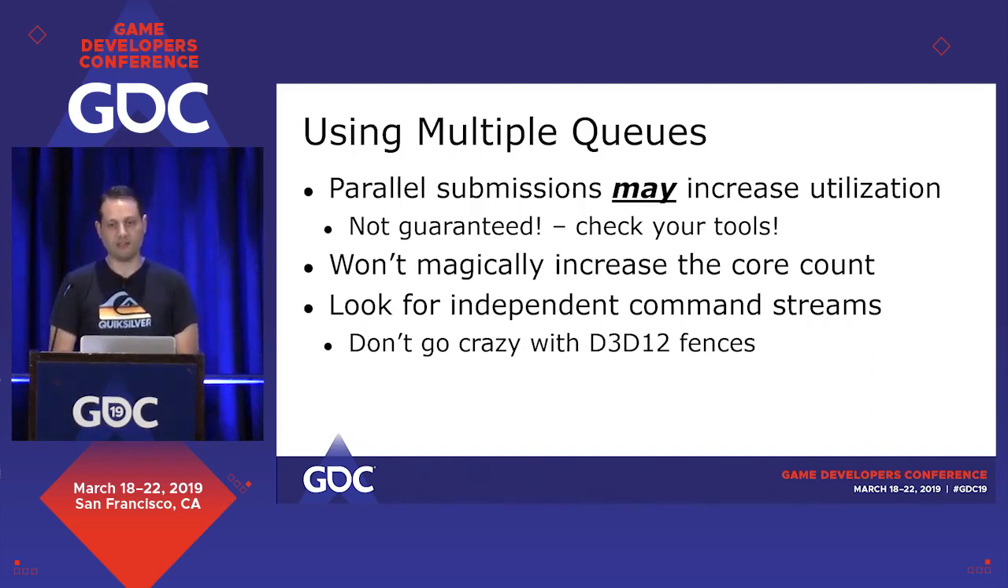And then you should always be looking for your independent command streams, right? Your groups of commands that don't have dependencies on another group of commands. That's going to be your best case for submitting them on separate queues. And then also you want to be careful, you don't want to go crazy on D3D12 with fences. Each one of those fences is very heavyweight from both a CPU and GPU point of view. So you want to be careful to balance that.